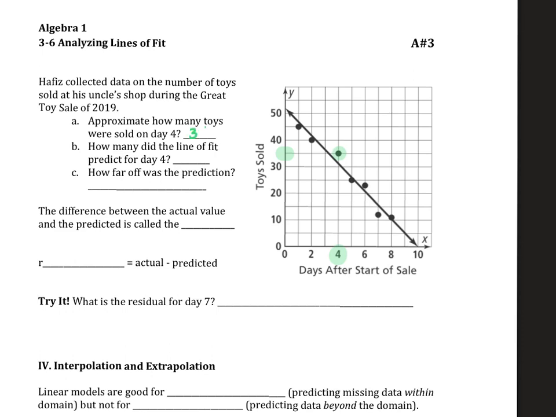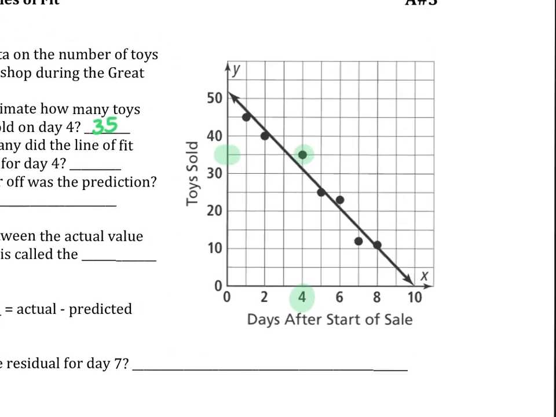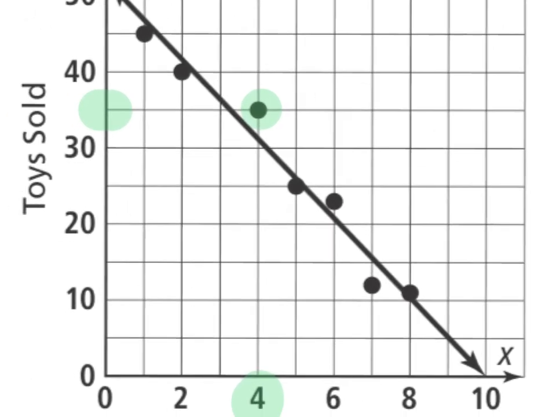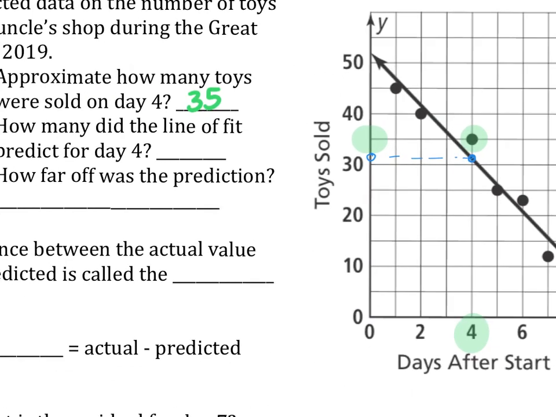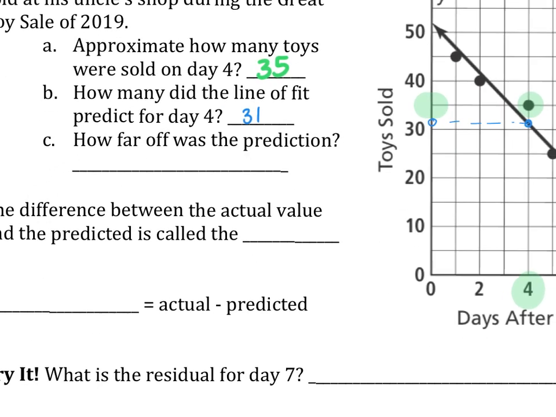There were 35 toys sold there. Next question. How many did the line of best fit predict for day 4? So the line predicts this point right here. So that's on the line. And notice I dash over to here, and so we use that number right there. So to me, that looks like a 31. Prediction of a 31. So how far off was the prediction?